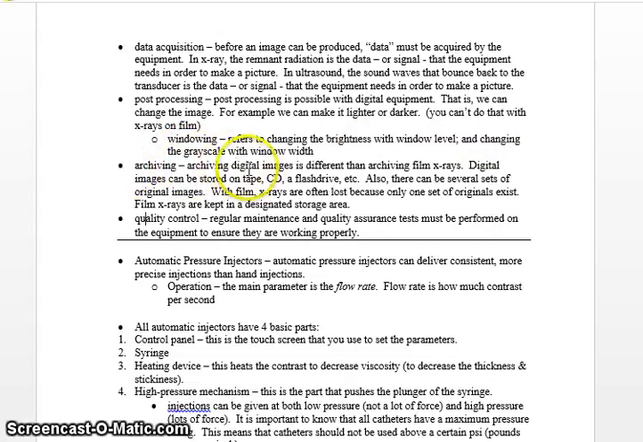Archiving. Archiving digital images is different than archiving film X-rays because digital images can be stored on tape, CD, flash drive, etc. Also, there can be several sets of original images. And remember, with film, X-rays are often lost because only one set of originals exist. Films are kept in a designated storage area. So again, they take up more space. Quality control. Regular maintenance and quality assurance tests must be performed on digital equipment to ensure they are working properly.